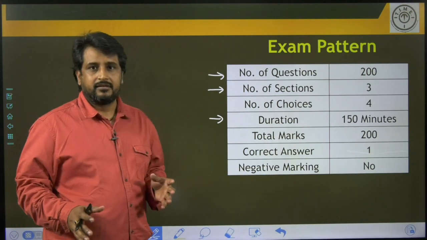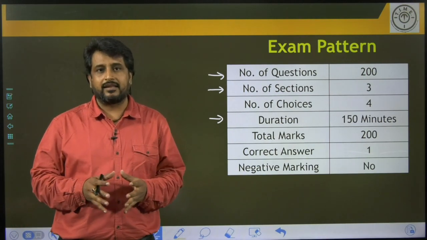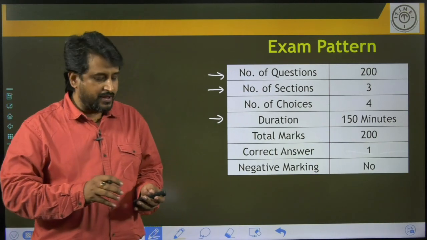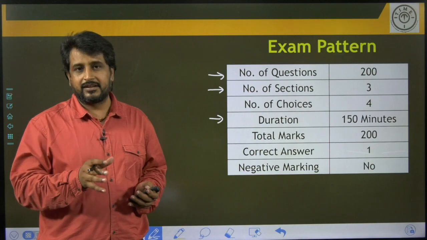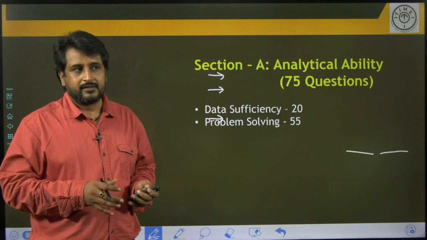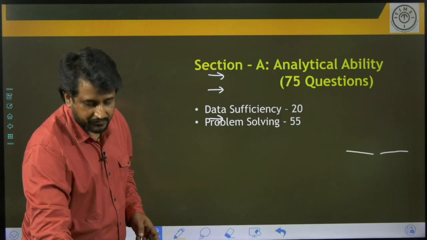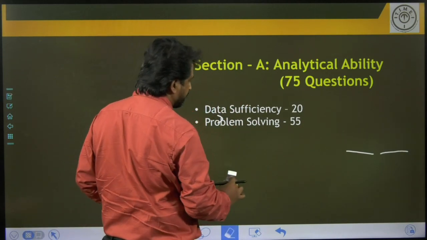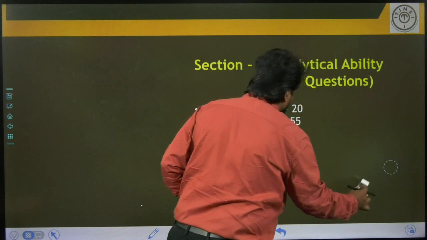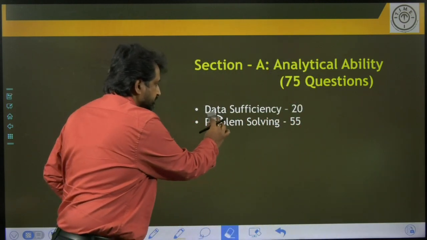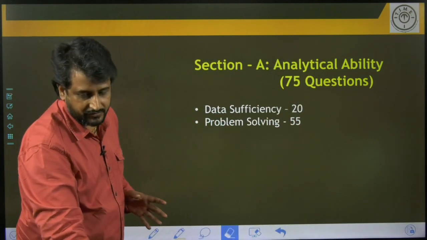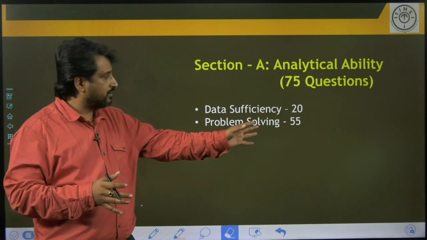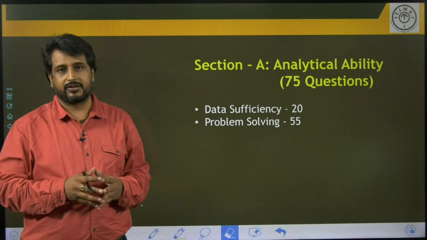Section 1 consists of a total of 75 marks. In this section 1 you will have 2 subsections, section A and section B. Section A is data sufficiency, for which 20 marks are given. The second section is problem solving, pure reasoning questions, and data interpretation and analysis, all together 55 questions.